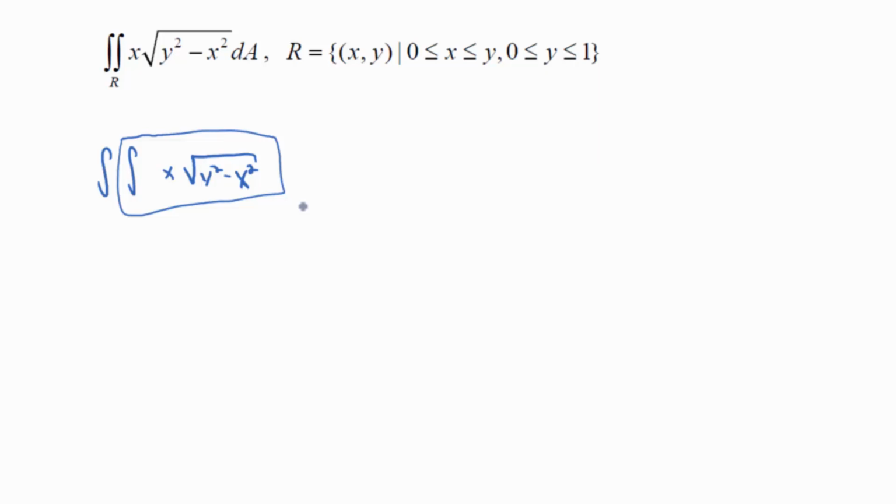So why x first? Because you have an x outside, which is going to help by using u substitution, right? Otherwise, you've got to integrate a square root involving y squared, and it's not going to be easy to do, is it? So long story short, integrate with respect to x first because it's going to be relatively easy to do, because you can use a u substitution.